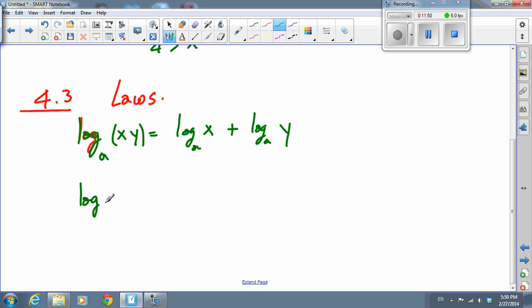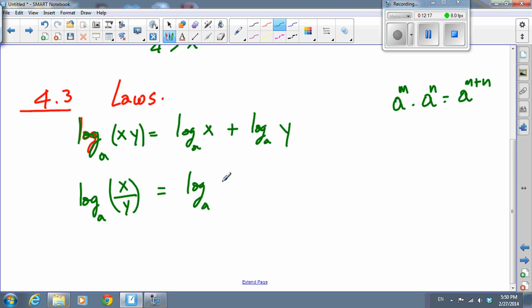Now, it works just like the power rule. Remember, when you have the product of two with the same base, like a to the power of m times a to the power of n, that is equal to a to the power of m plus n. Kind of similar. So log base a of x over y, if you find again similarities with the power rule, will be log base a of x minus log base a of y.